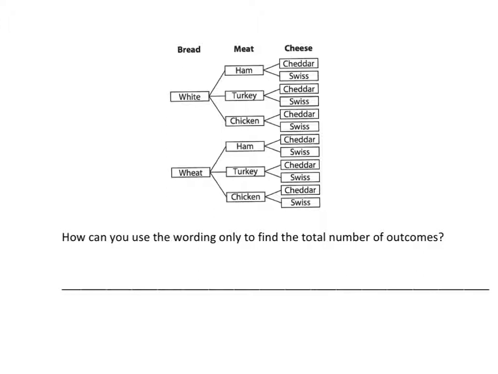The second question on your handout says, how can you use the wording only to find the total number of outcomes? So if I were to look up at the top where I have my categories, I have bread, I have meat, and I have cheese. If you think back to the story problem, it said that we had 2 types of bread, 3 types of meat, and 2 types of cheese. So if all I want to do is find out what the total is going to be over on the far end, without me having to count these, this is going to be super easy.